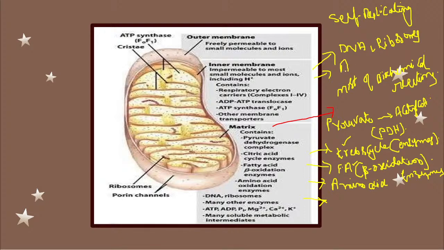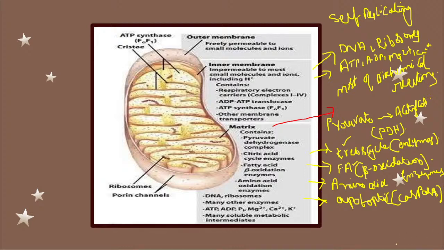Apart from this, friends, certain cofactors such as ATP, ADP, magnesium, calcium, all these are present in the mitochondrial matrix only. Not only this, friends, a very important point, several apoptotic enzymes, especially the enzymes called caspases.